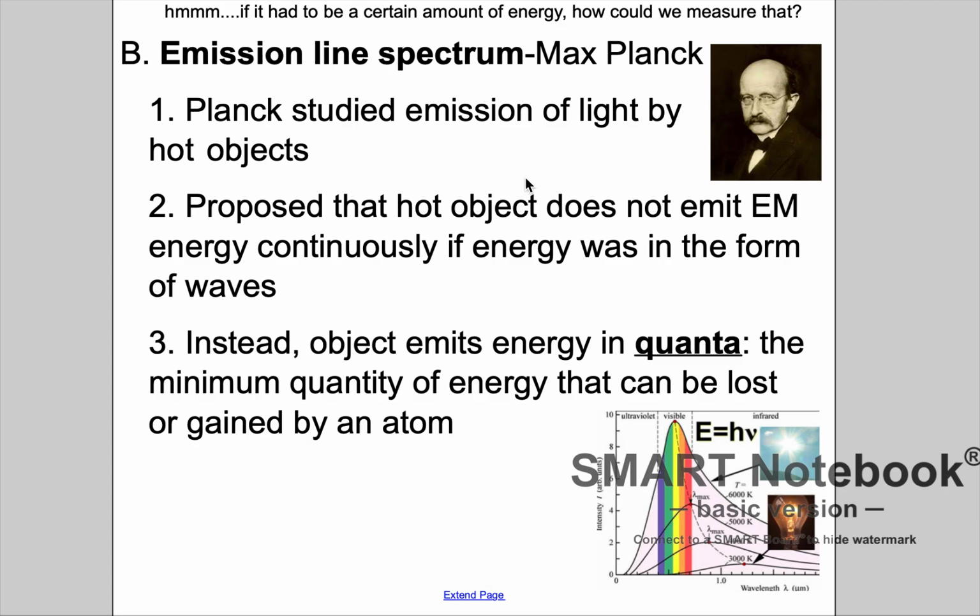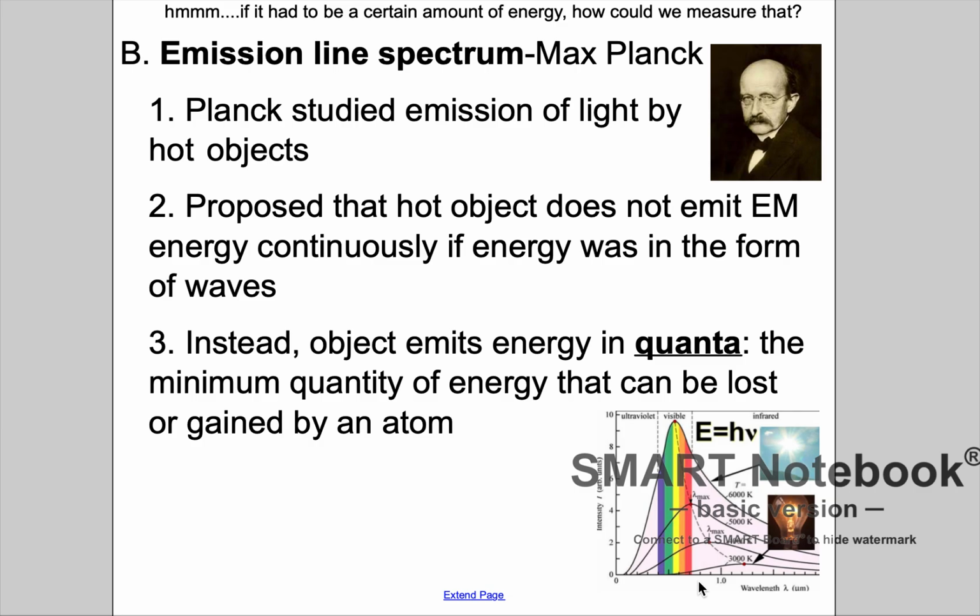So he proposed that a hot object does not emit electromagnetic energy continuously, as it would if the energy were in the form of waves. He thought maybe it emits energy in quanta, and that there's a minimum quantity of energy that could be lost or gained by an atom. Kind of confusing, but basically he was determined to quantize the energy being lost by that object.